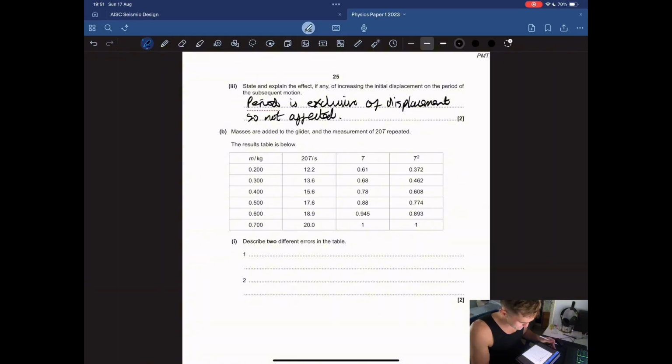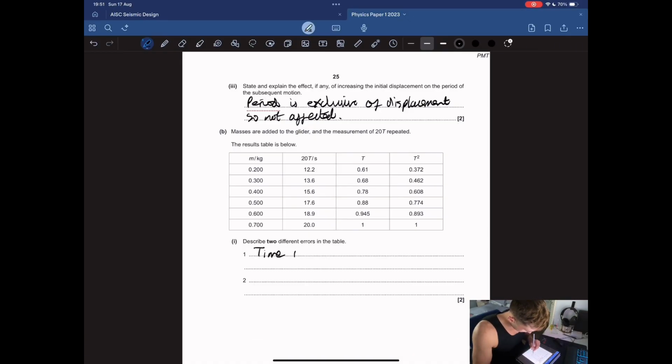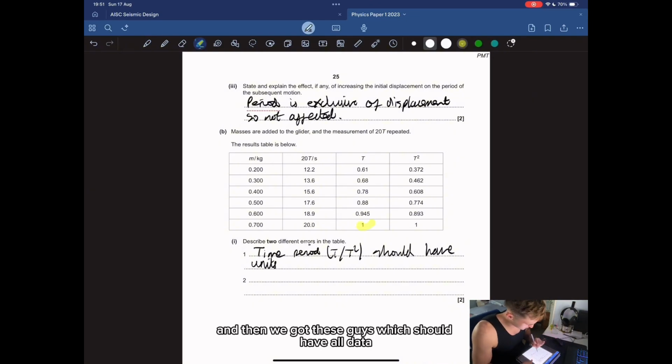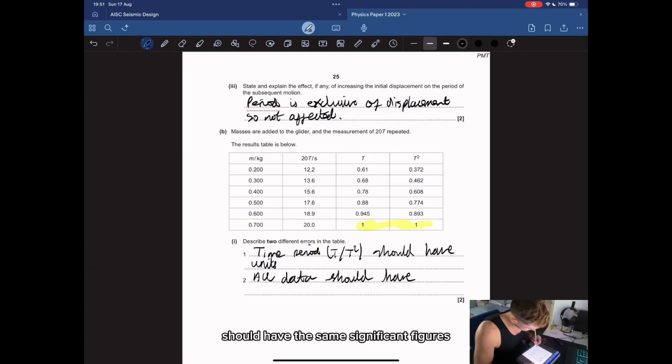So we've got a table, and we've got to describe two errors straight away. The time period t, or t squared, should have units. And then these data should all have the same significant figures.